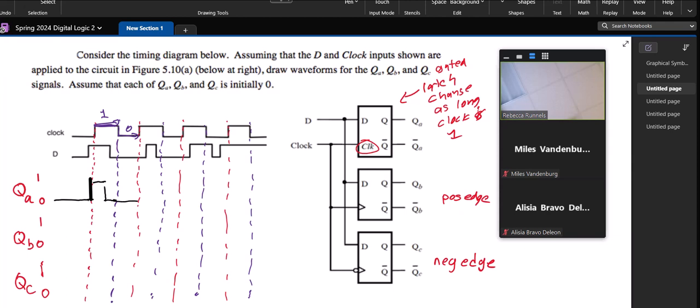And so Q follows D during the high portion of the clock cycle. And then during the low portion, it doesn't change. It can't change. And then when the clock is high again, it's going to do whatever D does. Q follows D until it gets to the negative clock edge, and then it doesn't change. And then with the positive one, again, it's going to do whatever D does. So that's what the latch looks like. This is not supposed to be lower than the other one. These are supposed to be aligned.